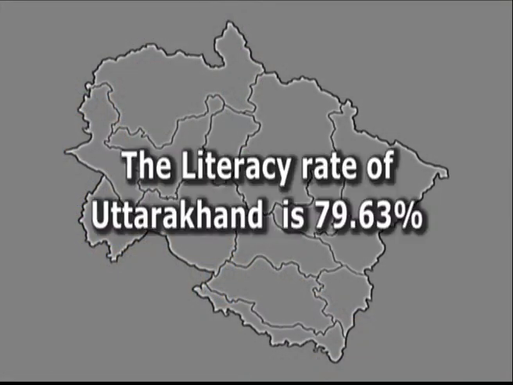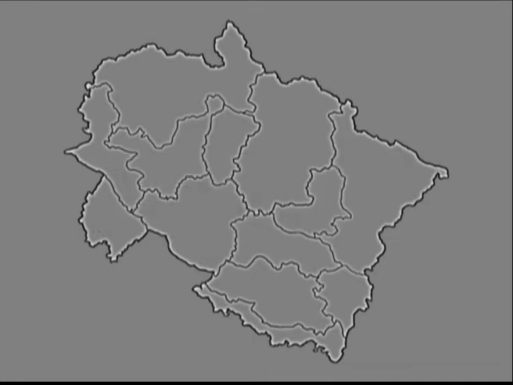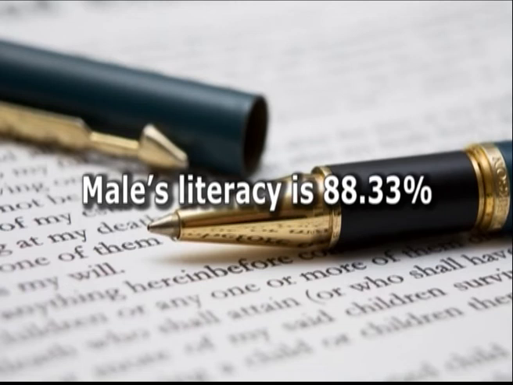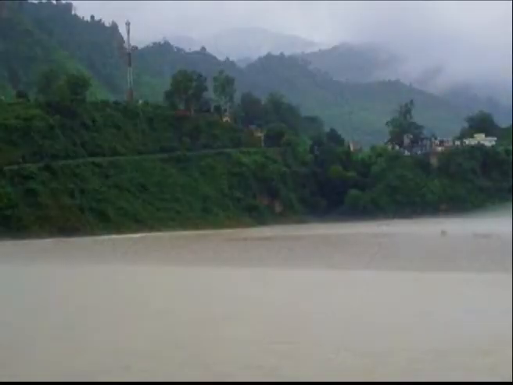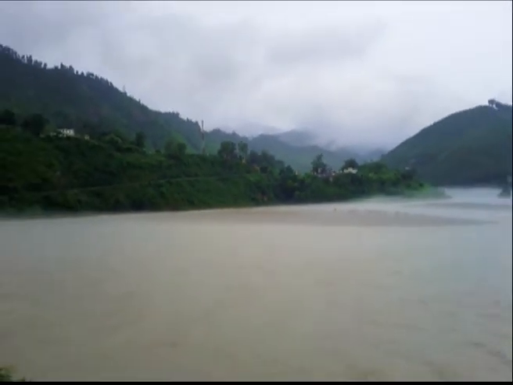Literacy rate. The literacy rate of Uttarakhand is 79.63%. Male literacy is 88.33% and female literacy is 70.70%. Economy. The state is very rich in water and forest resources.